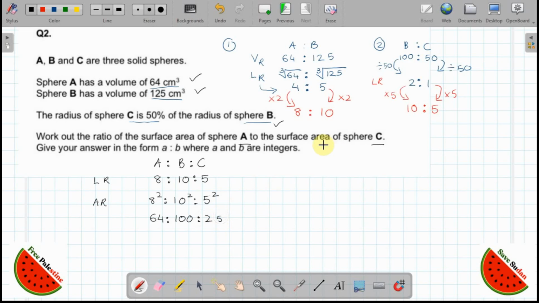So it wants the surface area of A to C. So A to C area ratio will be 64 to 25. And we can't simplify this ratio any further, so we stop there, and that's it really.